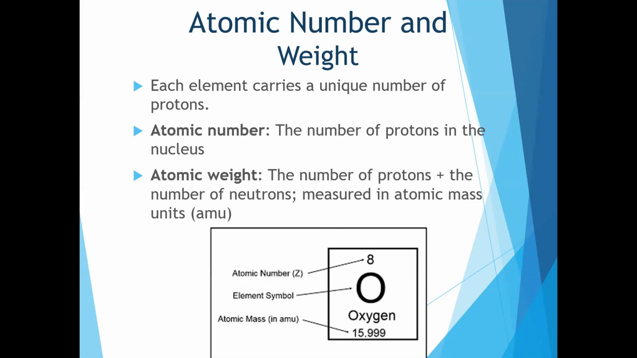The atomic weight is found down here at the bottom, and that's measured in atomic mass units. You get the atomic weight by adding up the number of protons plus the number of neutrons. Those are each given a value very close to 1 atomic mass unit. In oxygen's case, 8 protons plus 8 neutrons give you the almost 16 there.